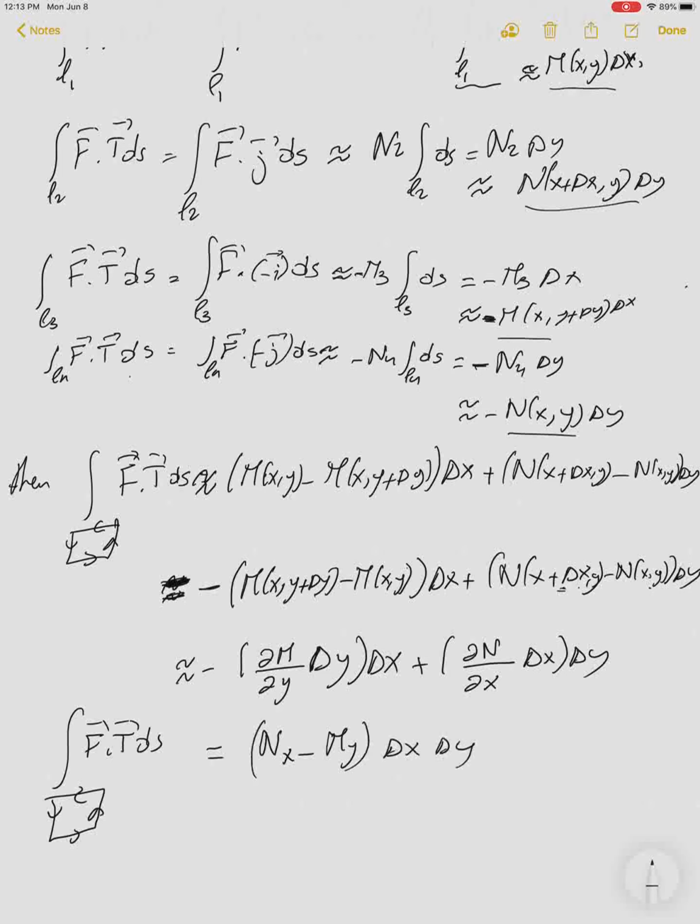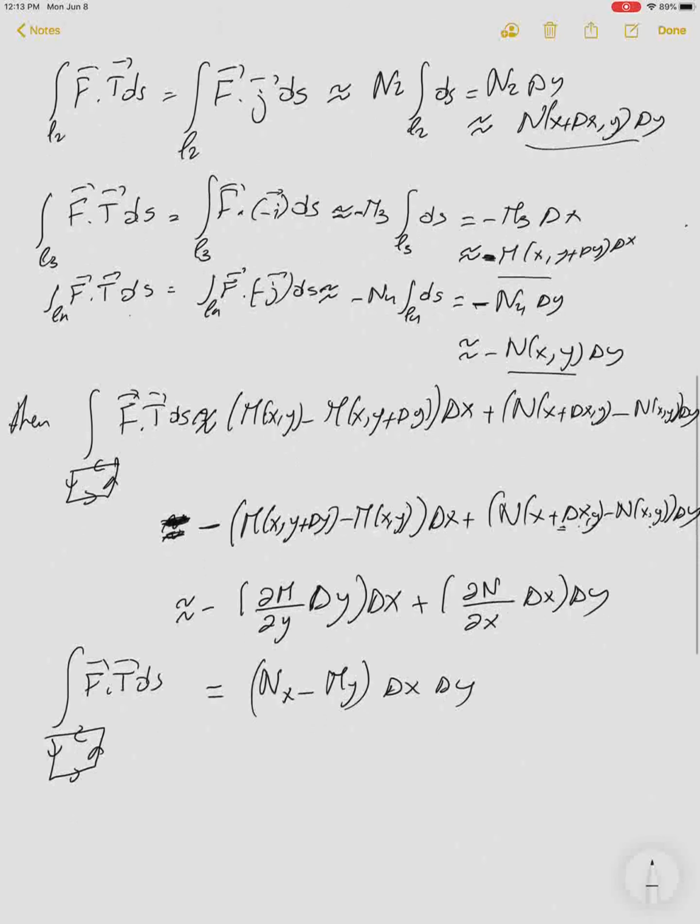So this is the circulation of F along the rectangle C, approximately n_x minus m_y times what? Times the area of the rectangle. Do you agree? It's delta x times delta y. It's length times width.